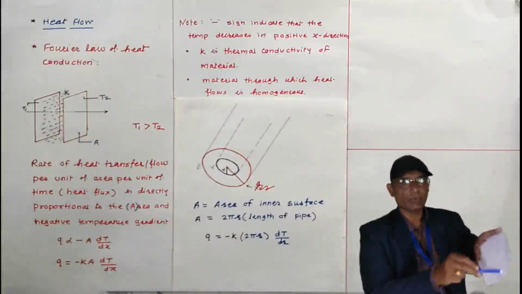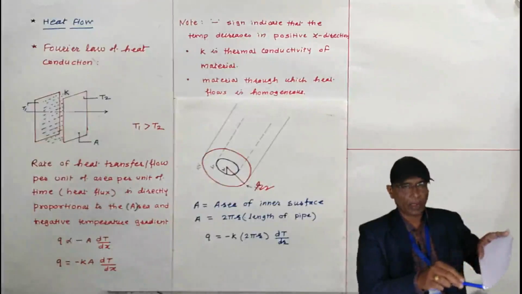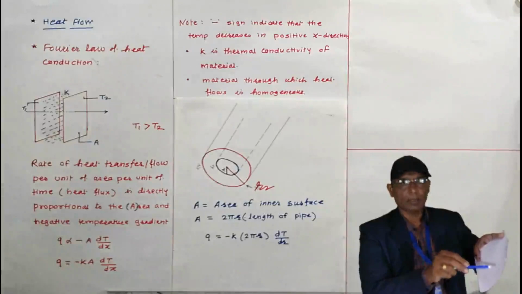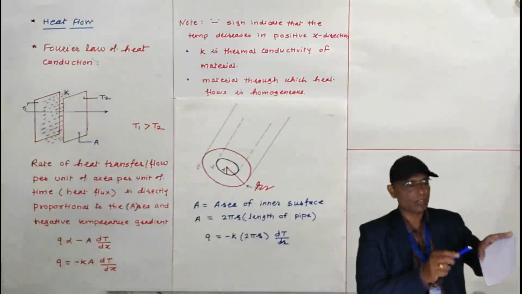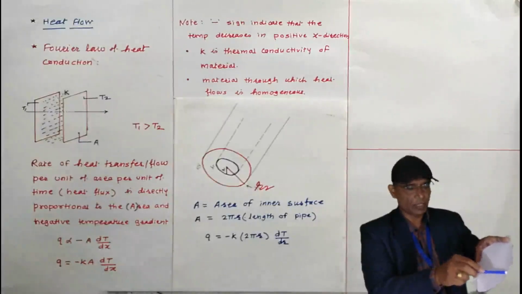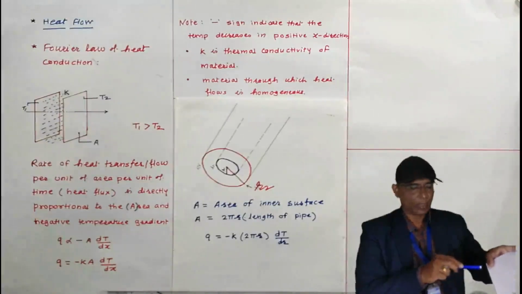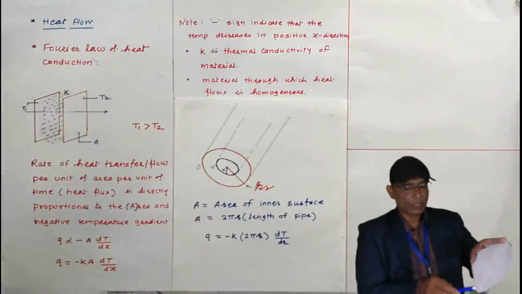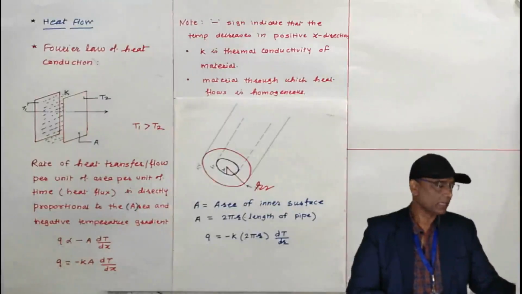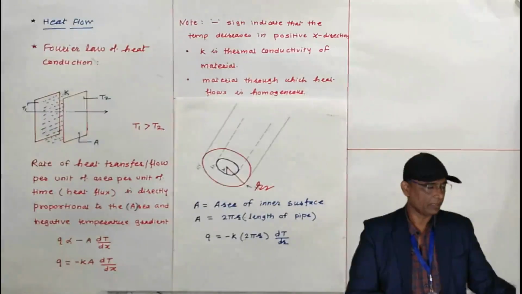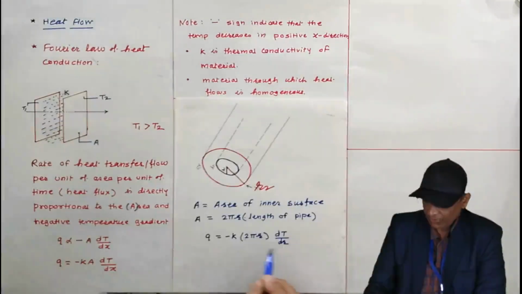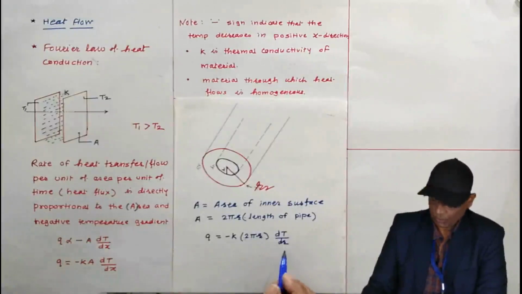Therefore, the area of the inner surface is 2 pi R multiplied by length. Suppose this inner surface is now a rectangle. The area of the rectangle is length into breadth. This is 2 pi R and this is L. But as I told you, I will be considering this L as a unit length, 1 centimeter, 1 millimeter or 1 meter, like that, for the sake of convenience. This differential equation we are going to solve and find out the value of Q.